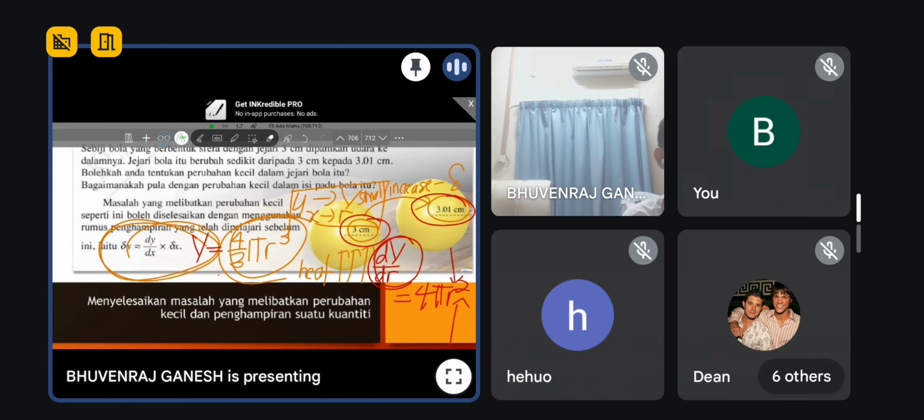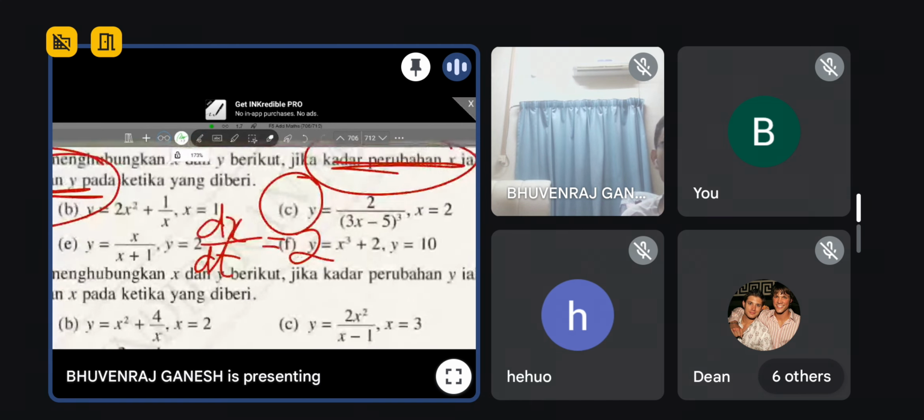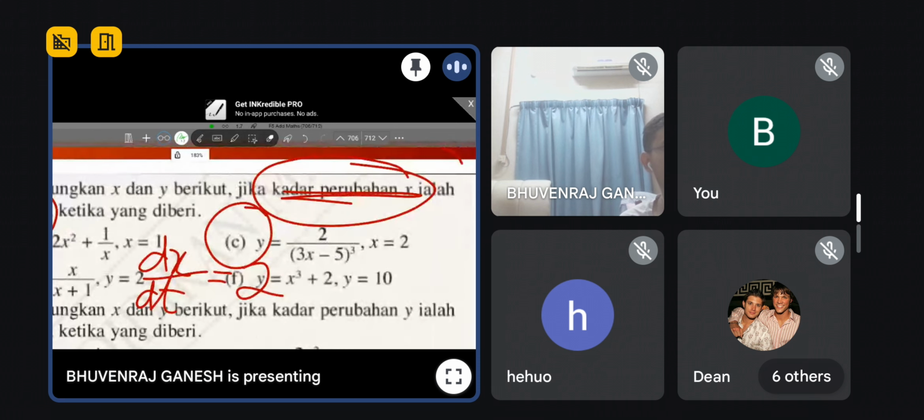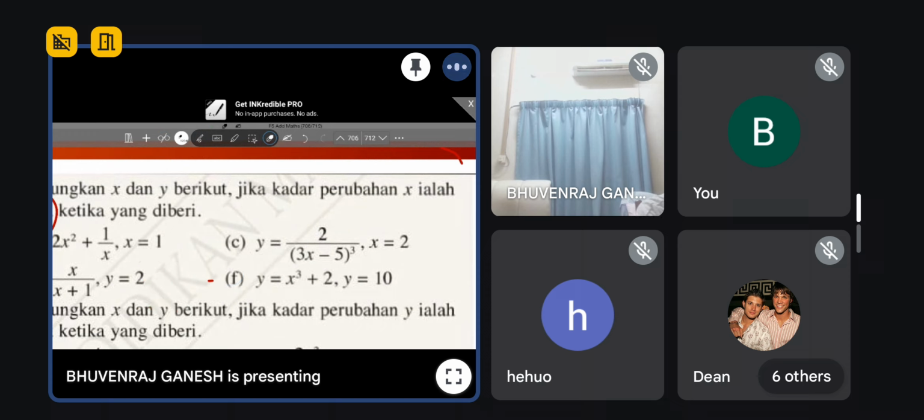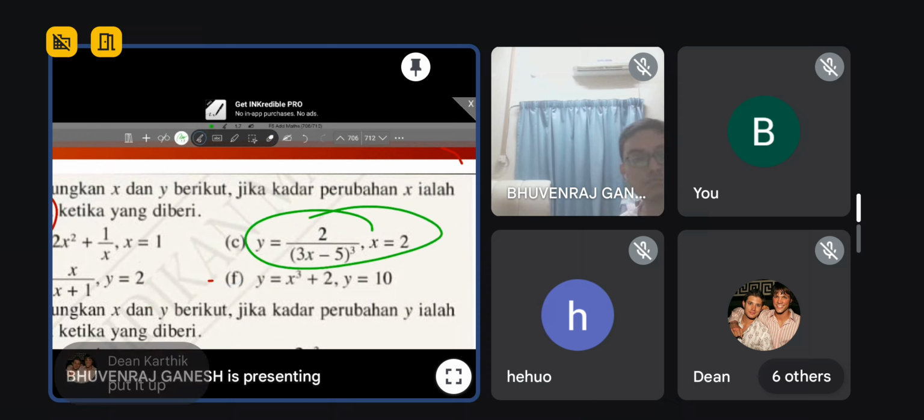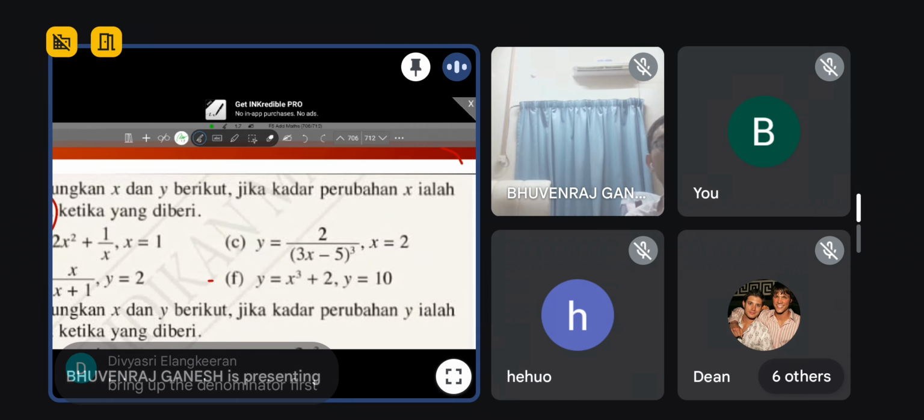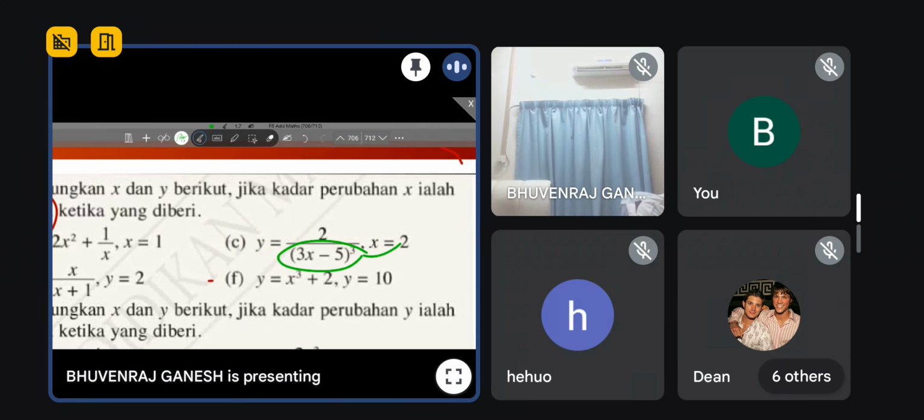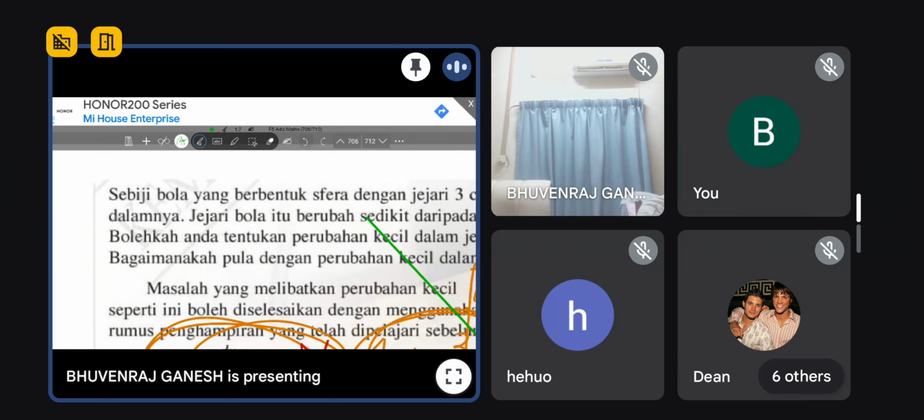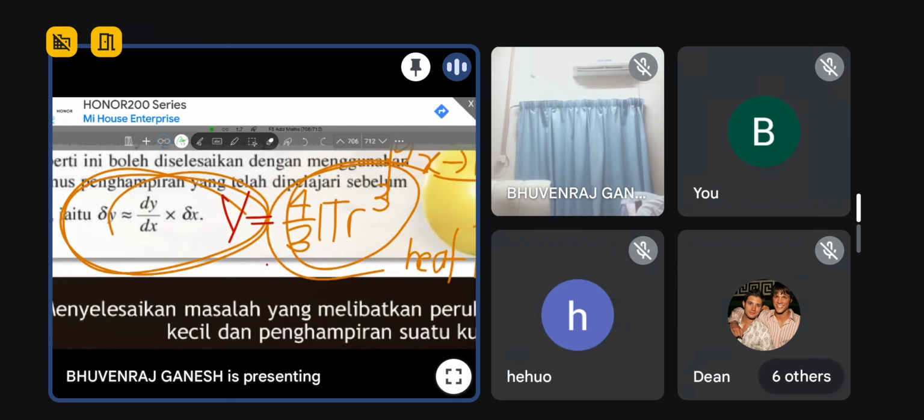So for question C, okay, we have to differentiate this. Am I right? Kita kena bezakan persamaan ni. So guys, if you see this kind of function, how do we differentiate this? Can anyone tell me? Yes, very good. Always remember guys, bring up the denominator. Bawa yang ni, naik atas. So that is easier for you to solve.